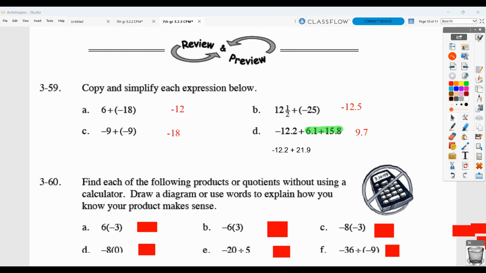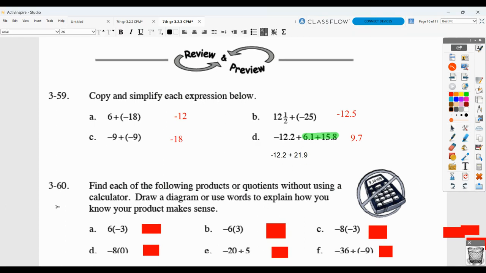Here they want you to do them, of course, without a calculator, and draw a diagram or use words to explain how you know your product makes sense. So 6 times -3, that's 6 groups of -3. So for your diagram, you could do 6 groups of -3.